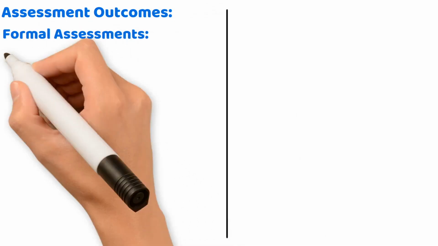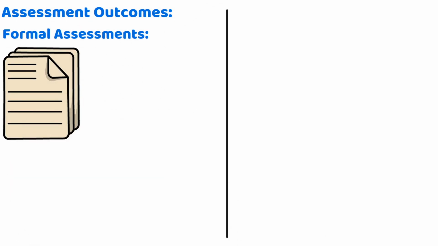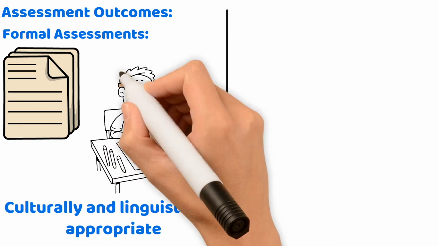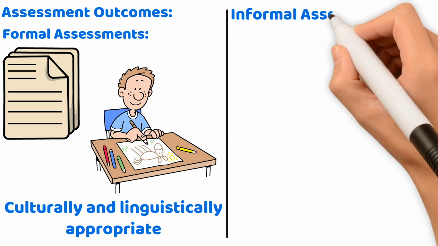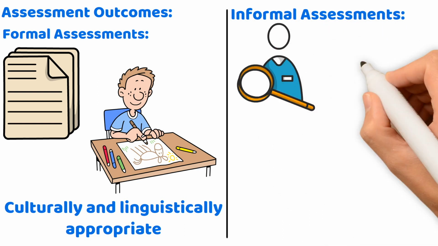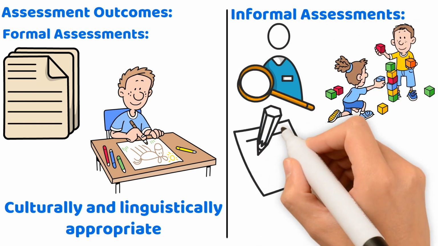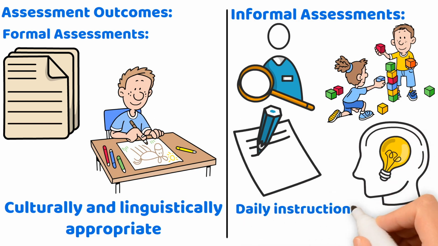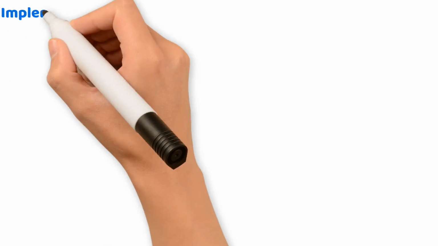Assessment outcomes. Formal assessments. Utilize standardized tests and quizzes that are culturally and linguistically appropriate to gather quantitative data on student learning. Informal assessments. Employ observations, student interactions, and ungraded assignments to gain qualitative insights into students' language development, crucial for daily instructional adjustments.